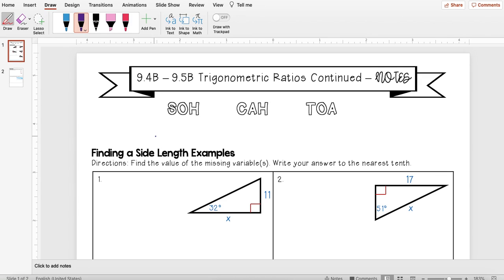So first, just to review, we have SOHCAHTOA that tells us what our trig ratios are. So remember the SO, that stands for that sine is equal to opposite over hypotenuse. The CA part was cosine is equal to adjacent over hypotenuse. And the TOA was tangent is equal to opposite over adjacent.